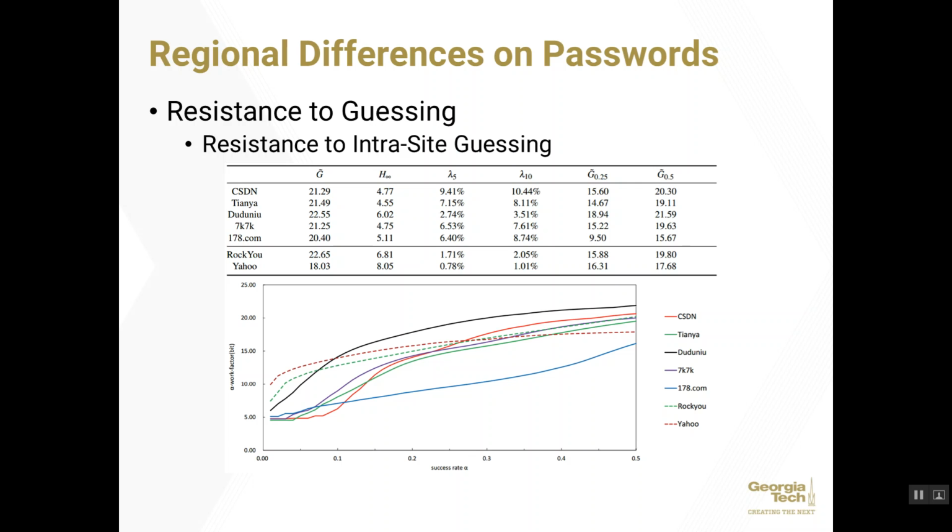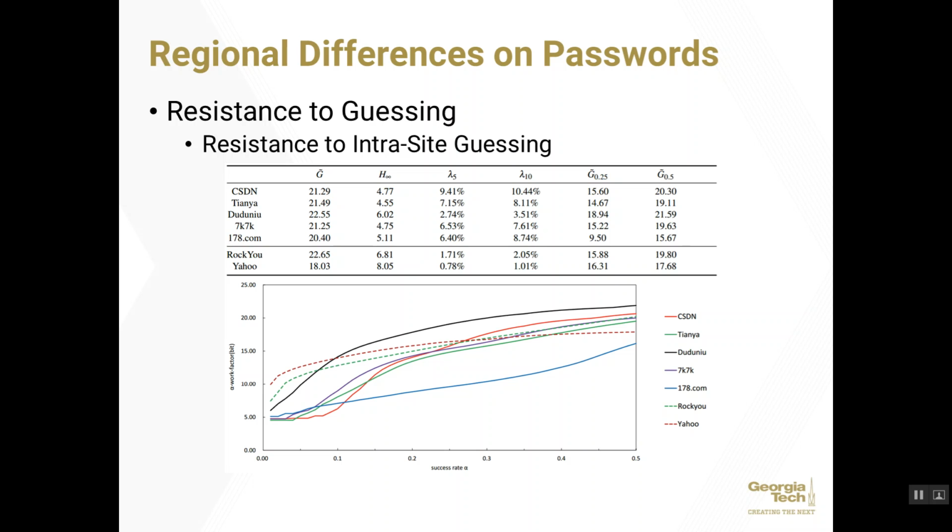but G0.25 and G0.5 are similar, less than 3, between Chinese and English websites except 178.com. So, it may be easier to guess a small proportion of Chinese passwords, but for a majority of Chinese passwords, guessing them becomes as hard as guessing English ones. In real cases, the alpha work factor may be a very large number, so we can express it in the unit of bits.